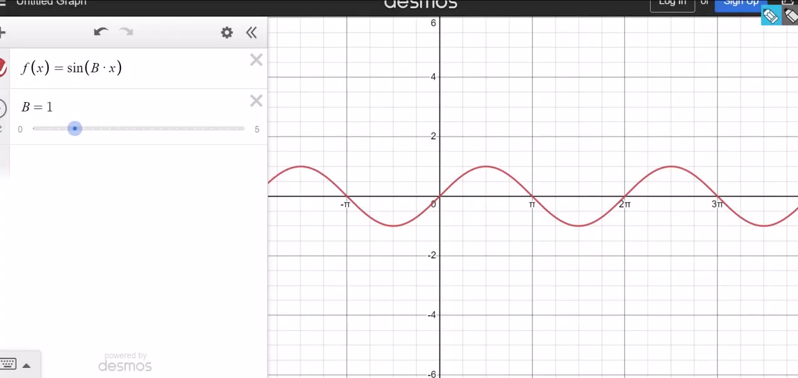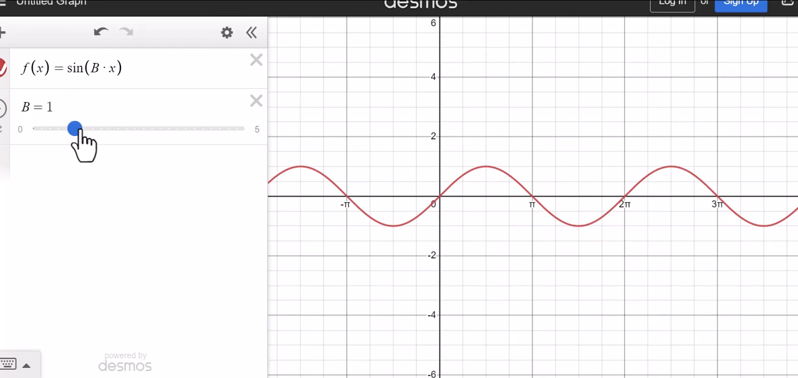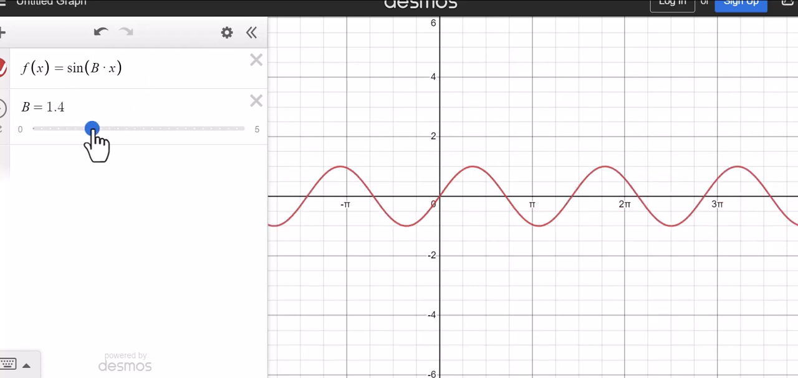So here is our typical sine graph with a period of 2 pi, and that's because it has a b value of 1. Now note, as this b value gets larger, look what happens to that period.